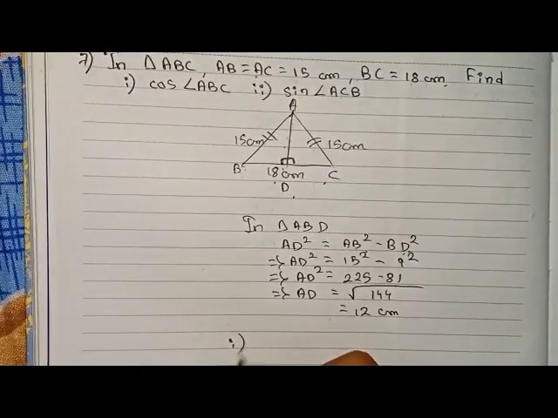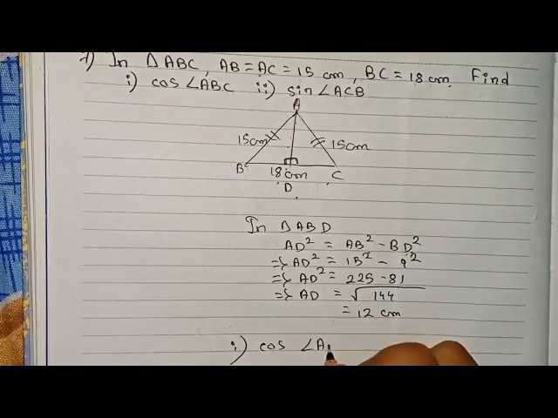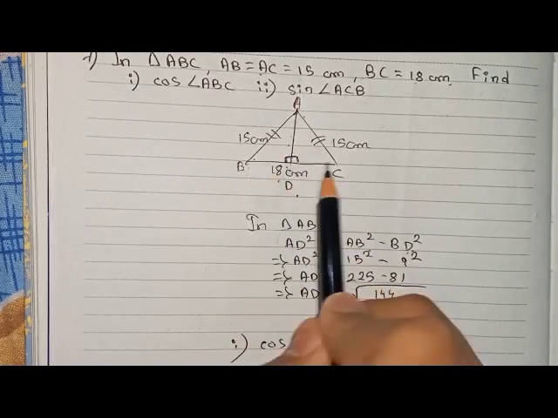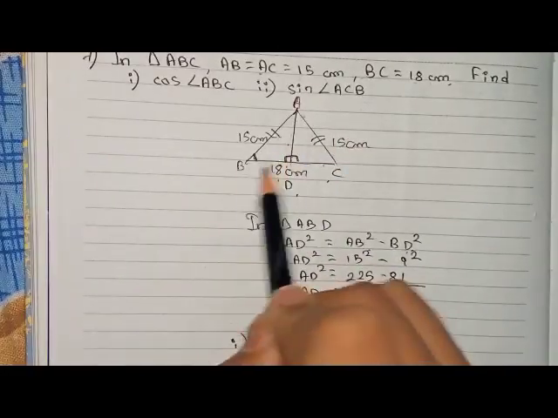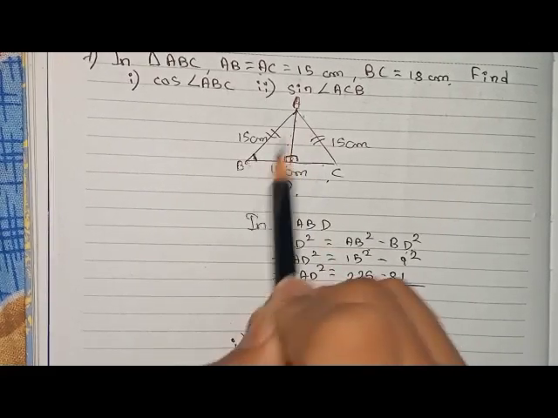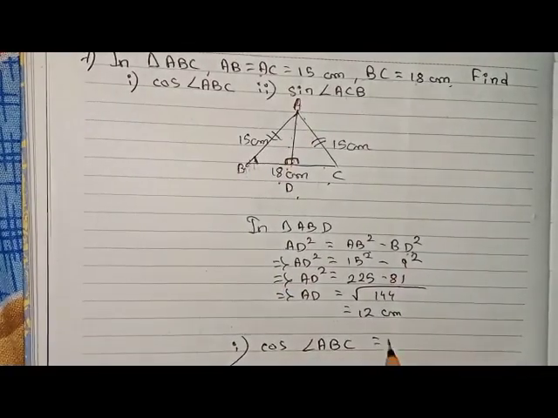So now first question, cos of triangle ABC. So ABC, that means in this triangle we have to find cos. So cos means base. So BD will be the base and AB will be the hypotenuse. So BD by AB.